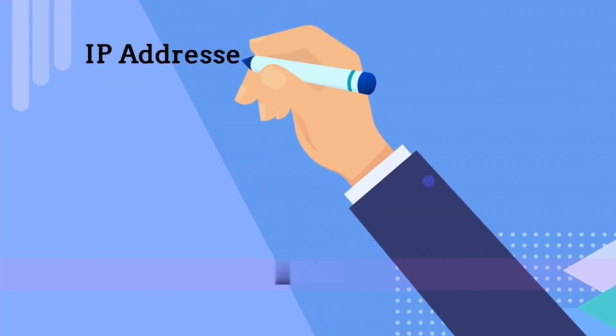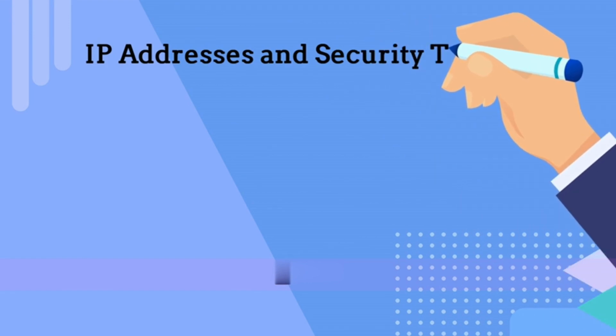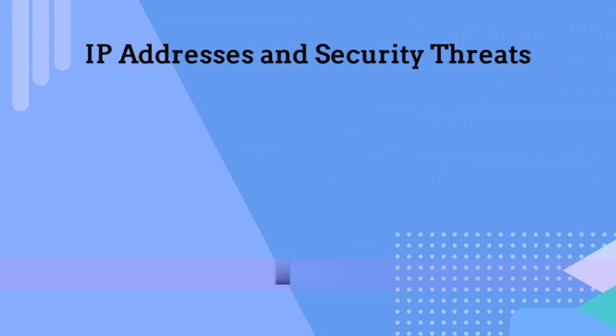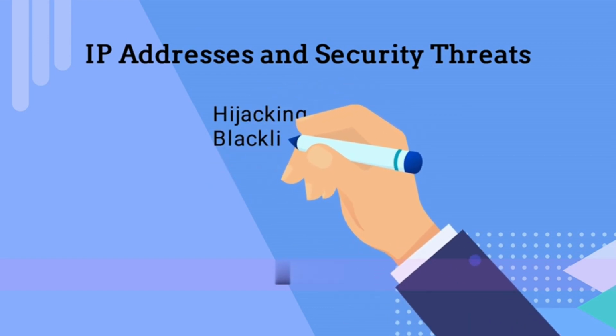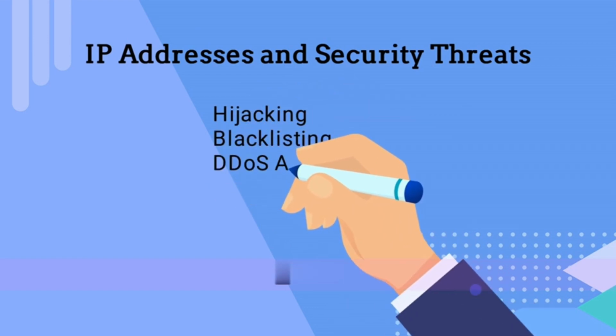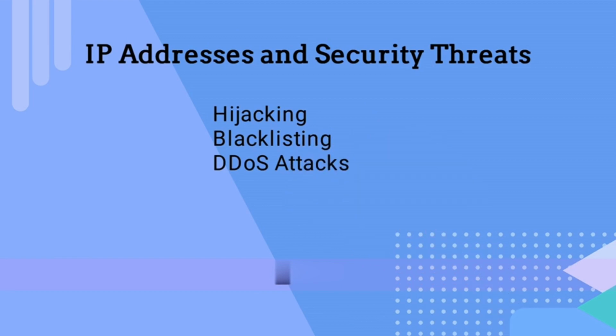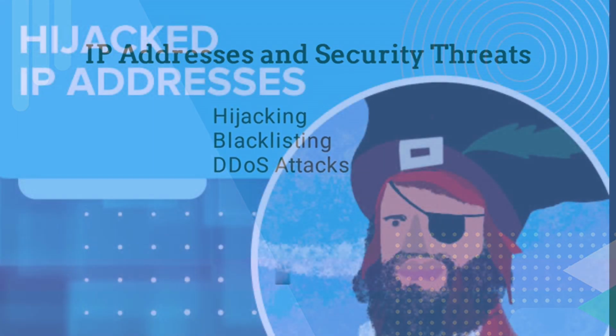IP addresses, security, and threats. IP address security threats refer to the risks and vulnerabilities associated with the security of IP addresses. Security threats can result in cybercriminals gaining unauthorized access to devices, launching attacks, or compromising a network's integrity. Three common IP address security threats include hijacking, blacklisting, and distributed denial of service (DDoS) attacks.